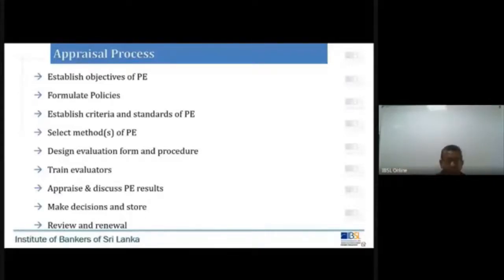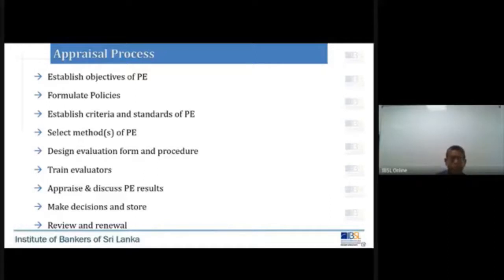So we have to have a standard of these methods, right? How we are going to evaluate good, bad, average, like that. Criteria are the factors that you take into account to evaluate. Standards are measurement.